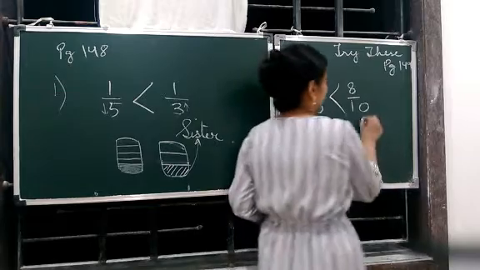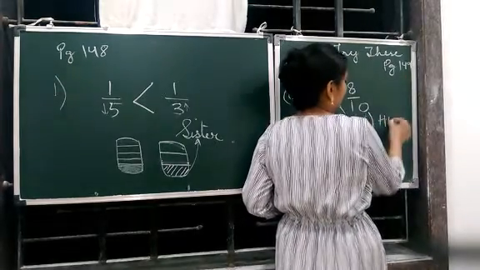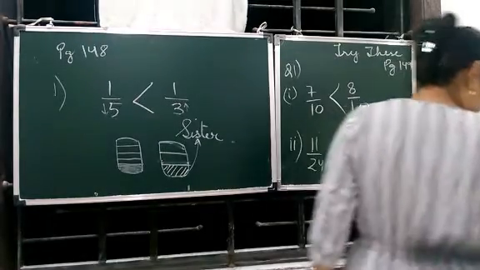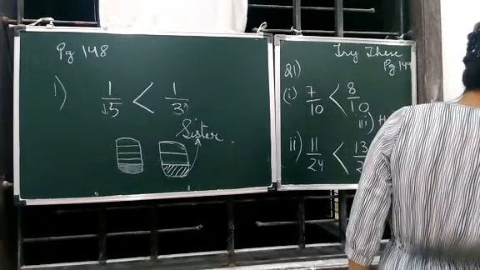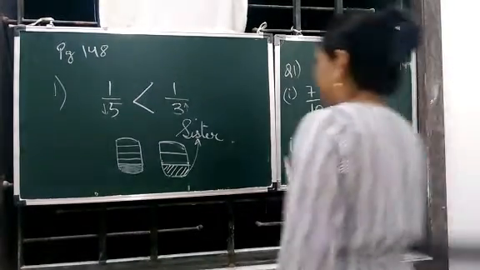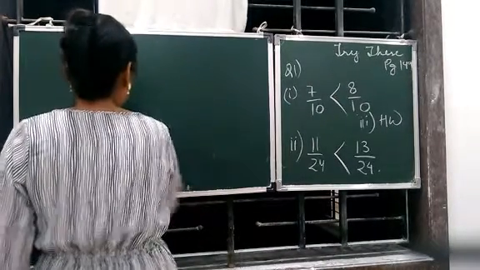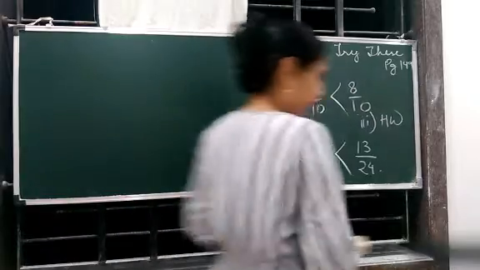Great. Then your third one is homework. You are going to do it on your own. Then question number 3, write in ascending order and also in descending order. So below it you can write in ascending and then in descending.